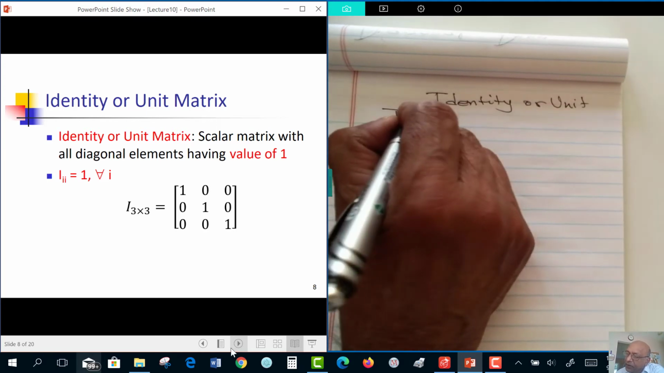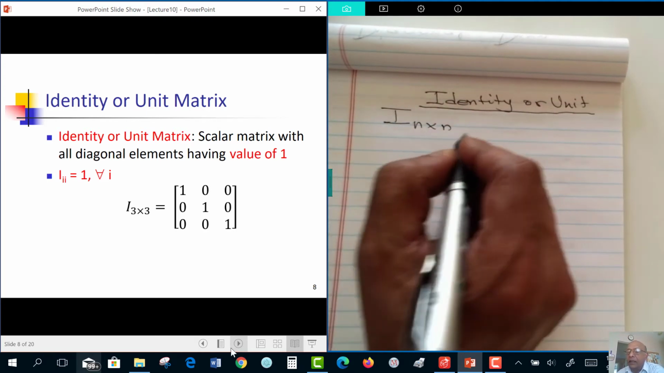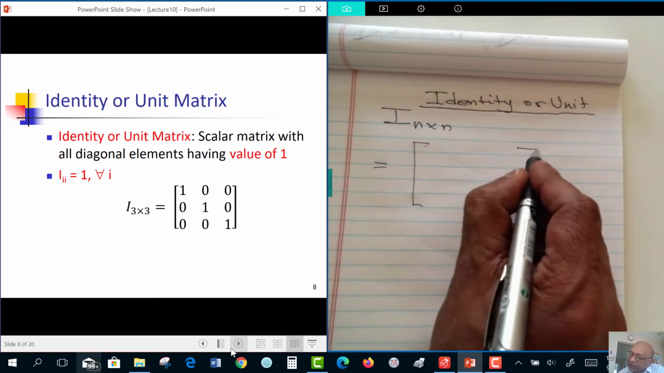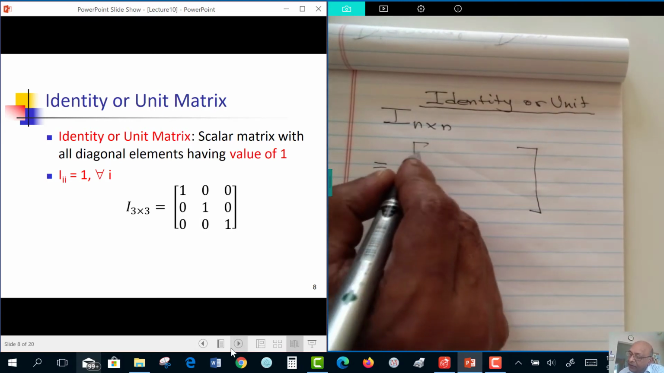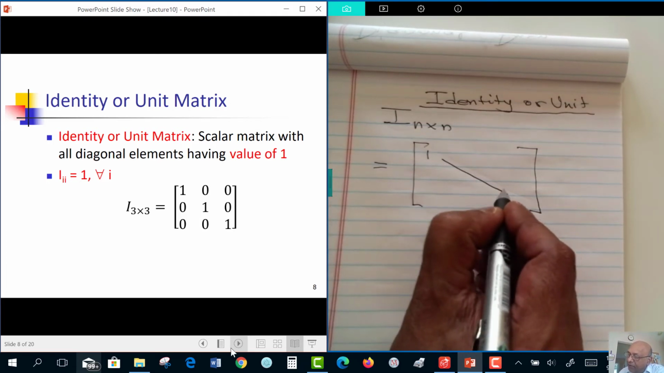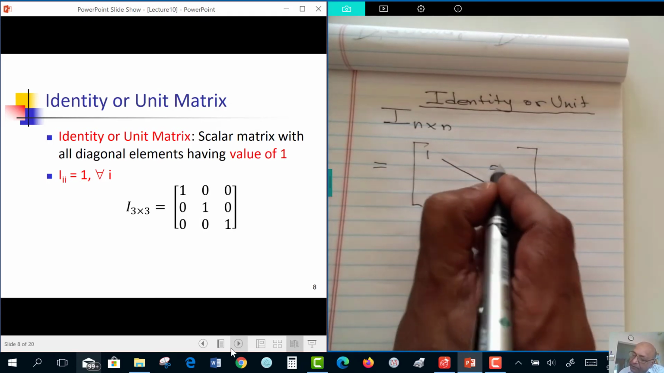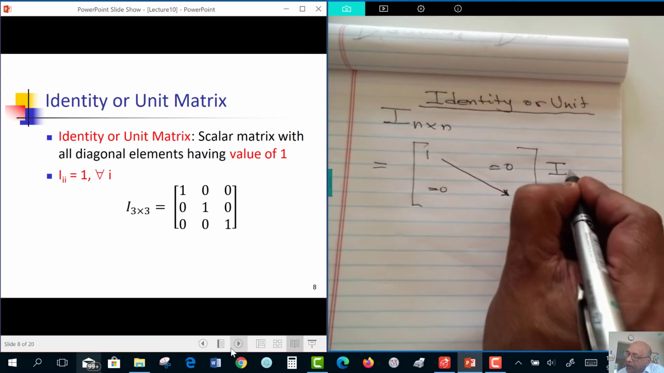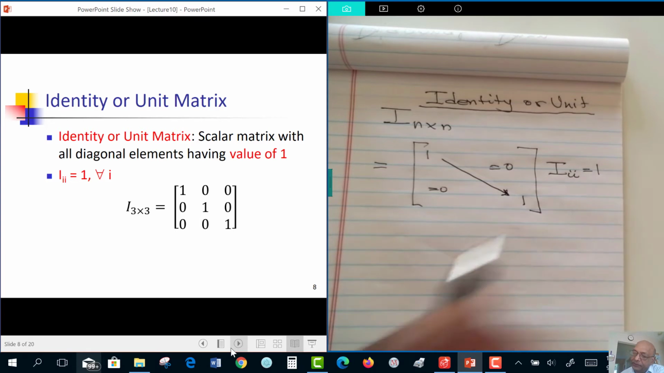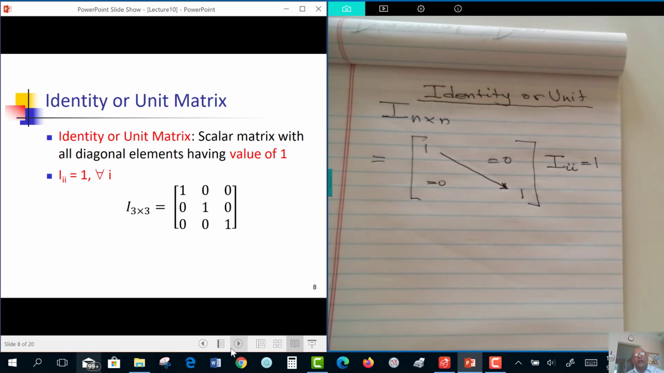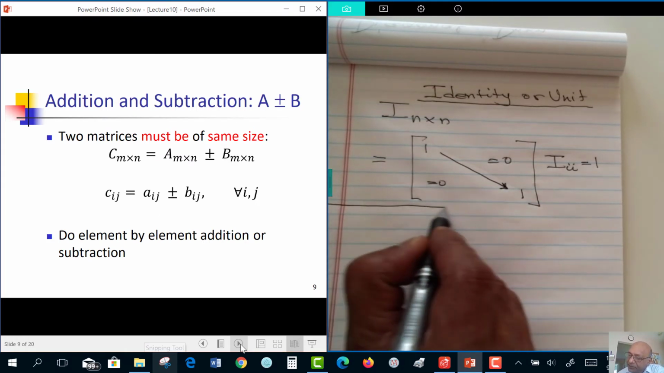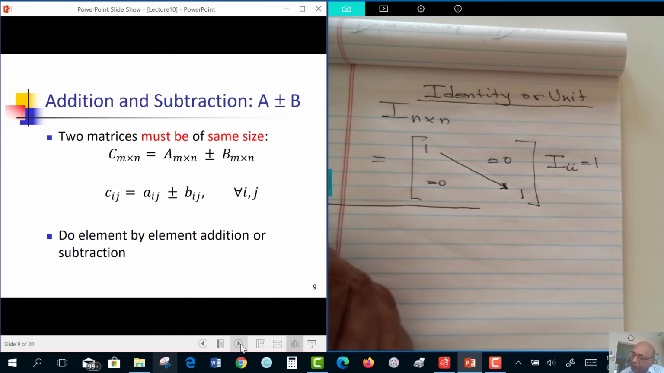This is a very important matrix. And here, since it's a special case of a scalar matrix, all the alphas are equal to 1. So we say I_ii is equal to 1. So these are our different types of matrices. Now let's look at operations.